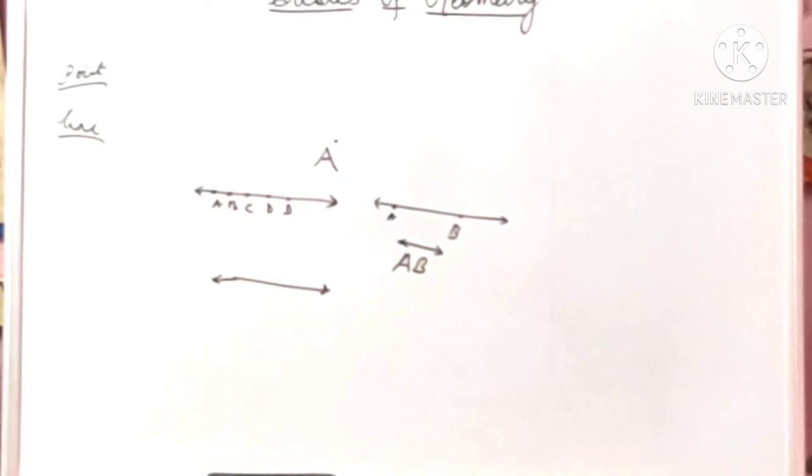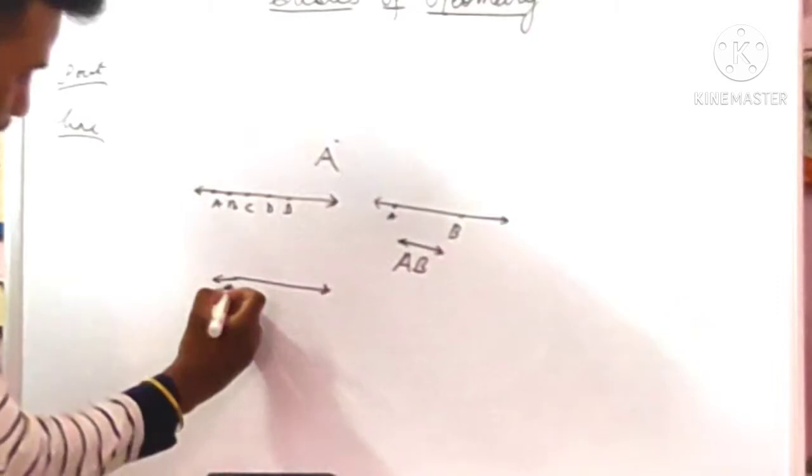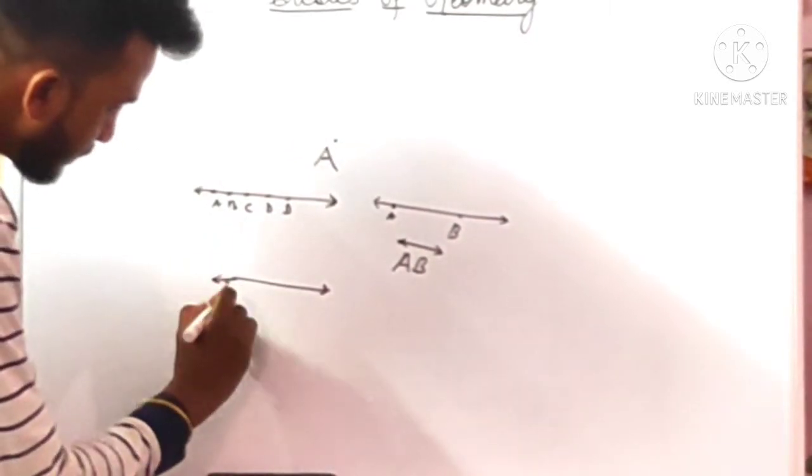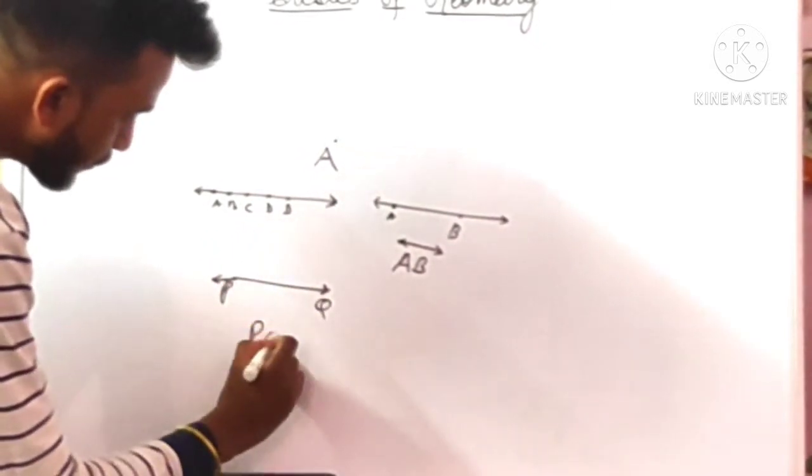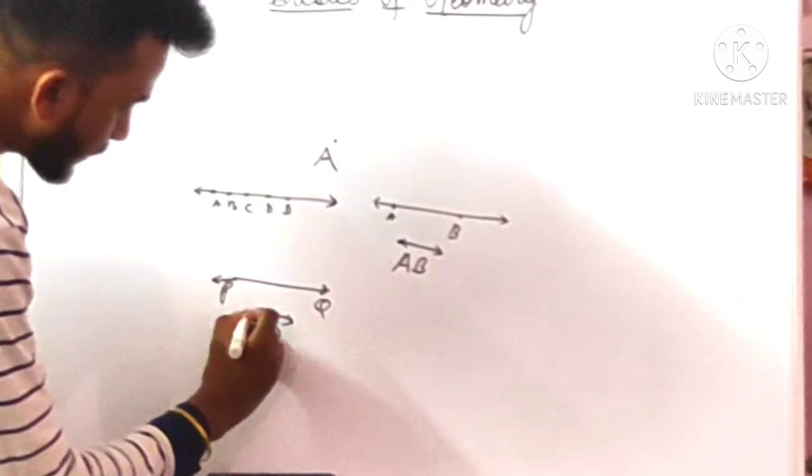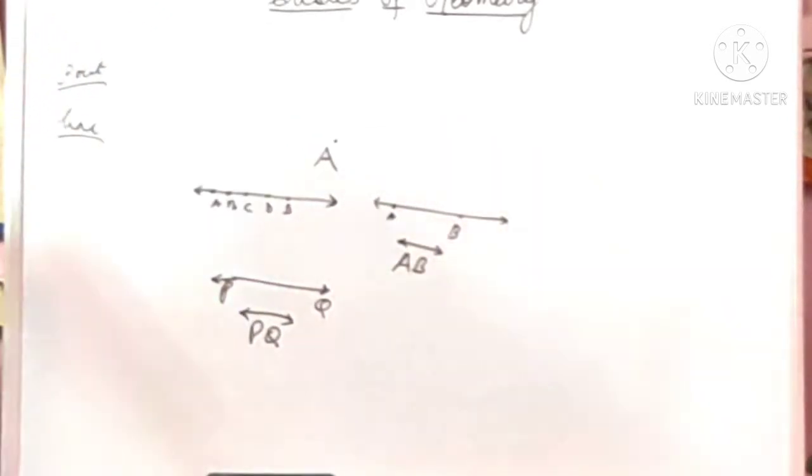How do we denote this one? It can be denoted by a double arrowhead upon it. Suppose this one is P and this one is Q. So PQ, if you write the double arrow in both directions of PQ, it will be denoted as a line. Now we are going to the next part, that is known as a line segment.